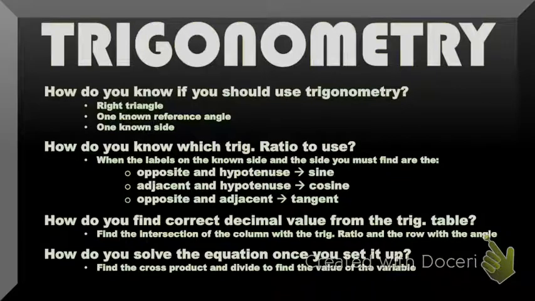How do you find the correct decimal value from the trig table? You find the intersection of the column with the trig ratio and the row with the reference angle. And how do you solve the equation once you set it up? You find the cross product. Usually you put a 1 underneath the decimal value. Find the cross product and divide, and you will know the value of the variable.